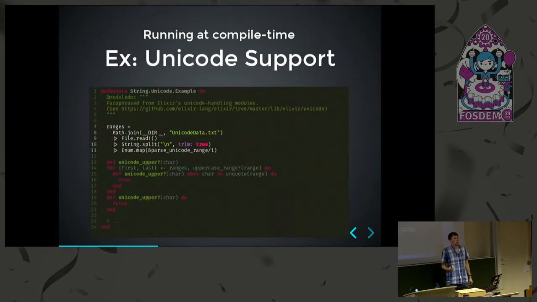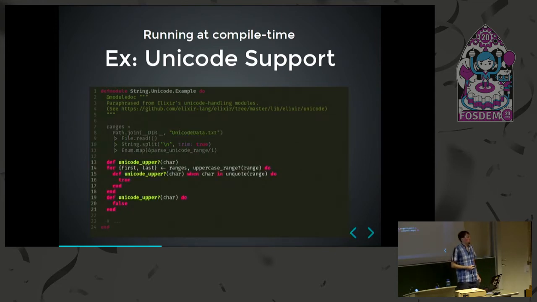As a real-life example, this is how Elixir is able to have proper Unicode support. They take the UnicodeData.txt file that is released every couple of months by the Unicode Consortium, and they parse this file to find out properties about the various characters, and there are thousands and thousands of them that make up the Unicode standard. And then we iterate over all of these ranges of characters to define, in this case, whether this is an uppercase character or not. And this is a very clear example where you could not maintain this code by writing all these function clauses by hand.